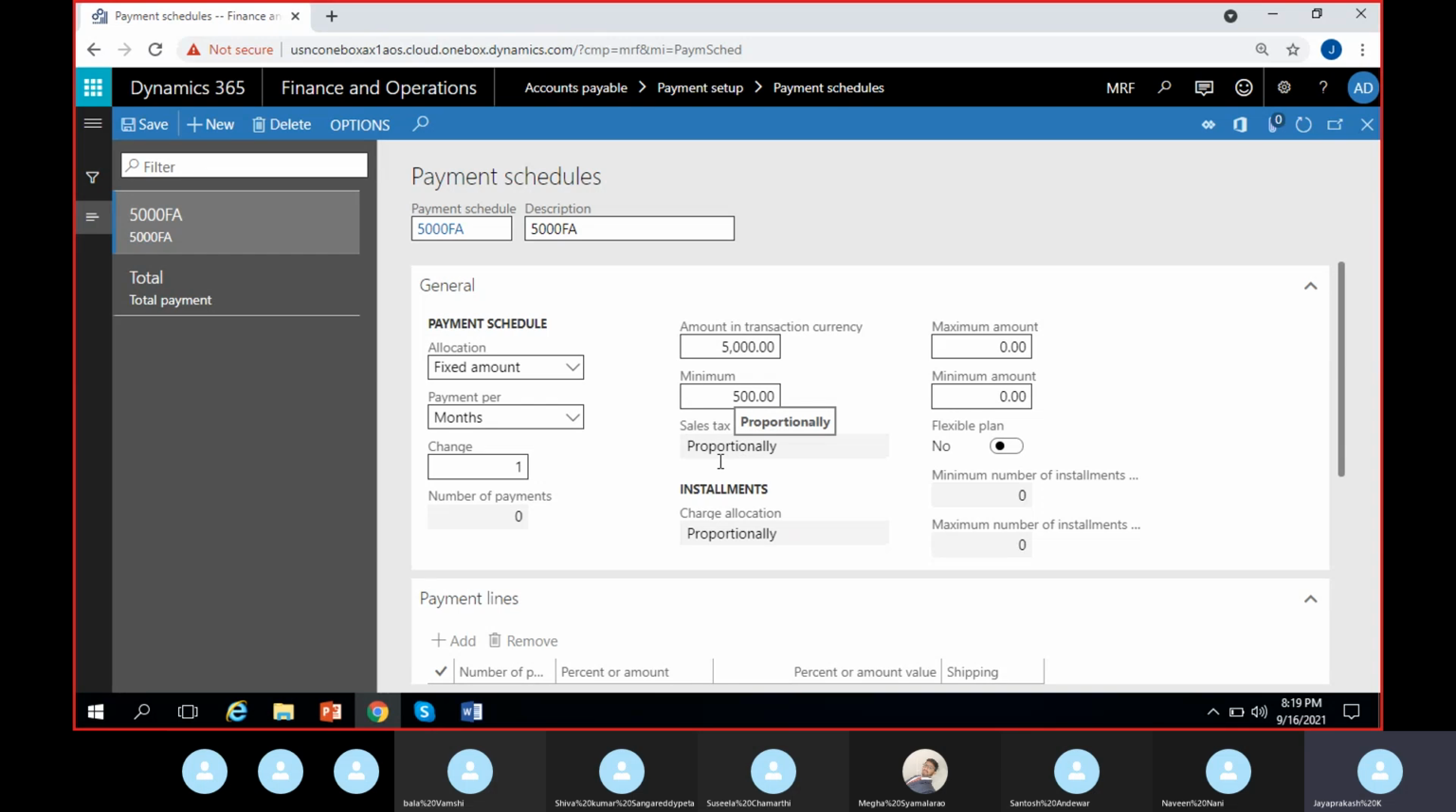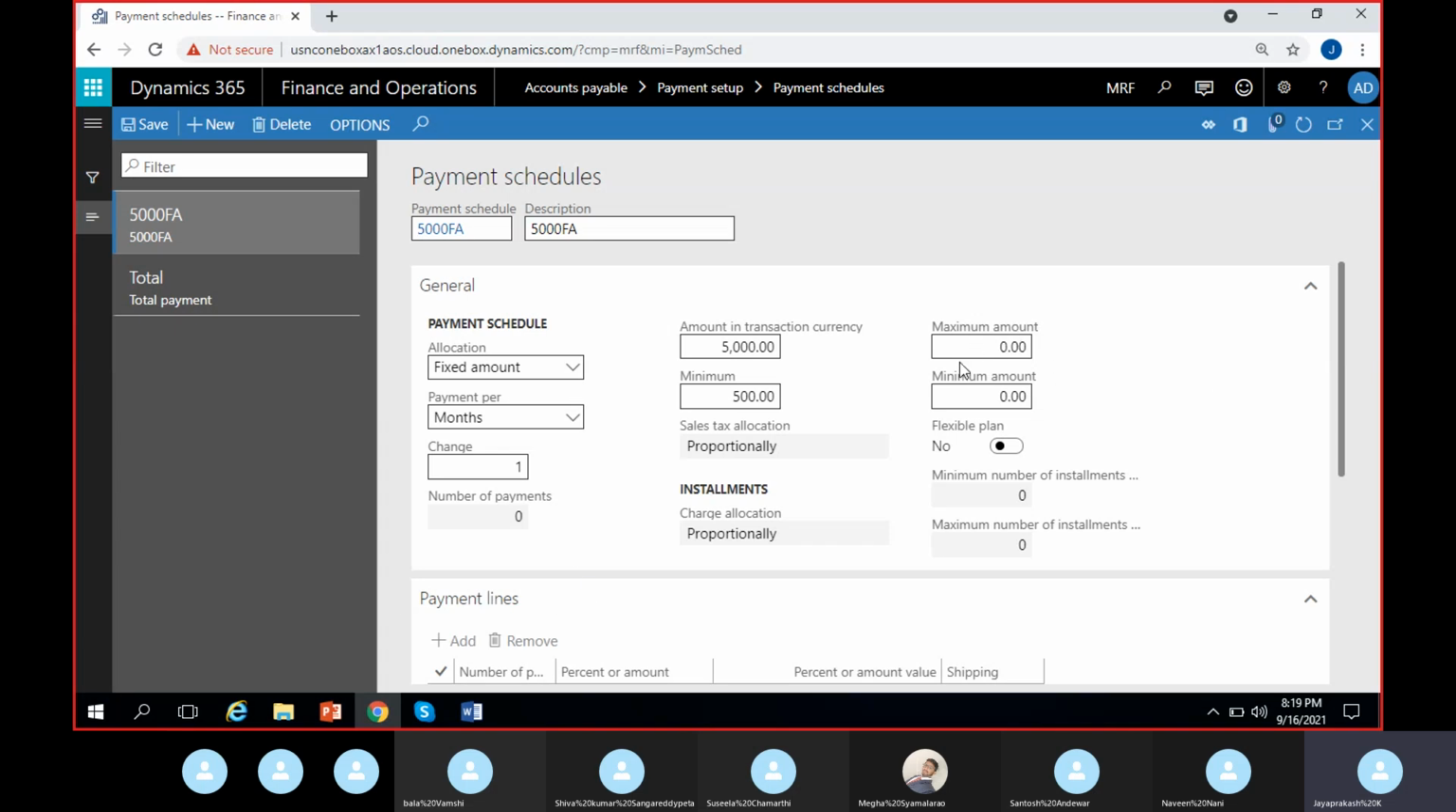We also have another way of allocating these charges: to pay them completely in the first installment itself, or to pay them in the last installment. We have that option for other methods actually, but for this method, we don't have that option. Okay, so that's how this 5,000 fixed amount works.